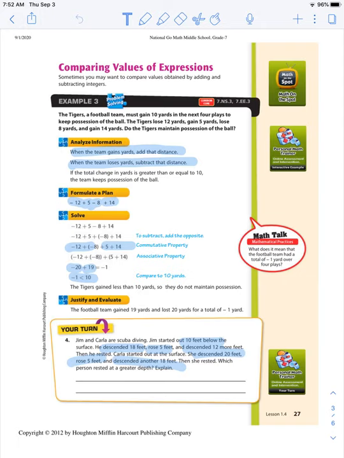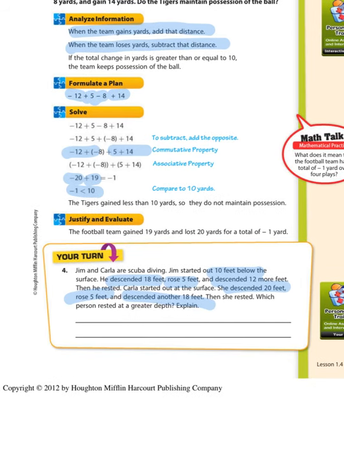To solve this, we're going to set up 2 expressions. So we have one for Jim. I'll say this is J. We're going to represent the feet below and then the descended feet as negative integers, and then when they rise, it's going to be positive. So Jim starts out 10 below. We're going to represent that with a negative 10. He descended 18, rose 5, and descended 12 more. So we have negative 10 minus 18 plus 5 minus 12. Find the sum of all these. And our answer is going to be negative 35. So Jim is currently 35 feet below the surface.